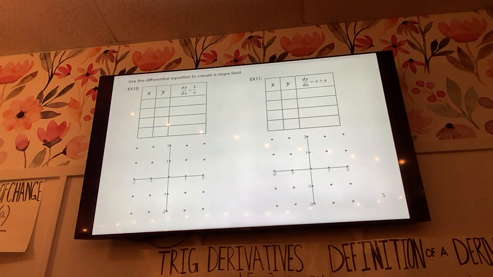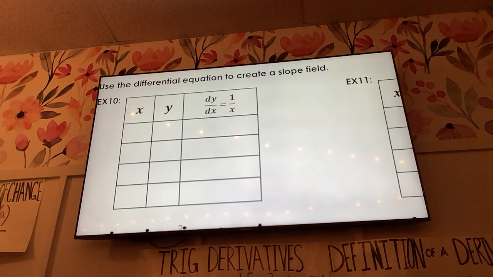All right. So let's practice sketching a solution. First of all, I'm looking here and I'm seeing that my derivative is just x. My derivative does not have y in it, so only x will determine my slope. The y does not matter.